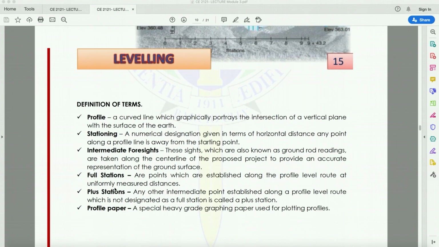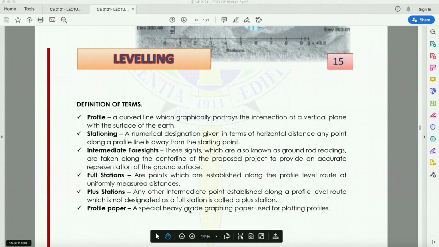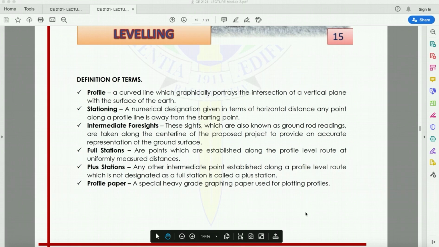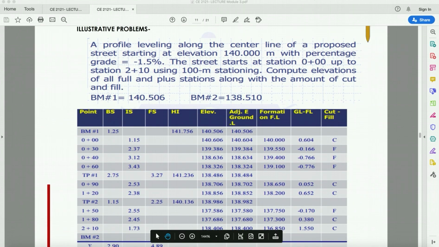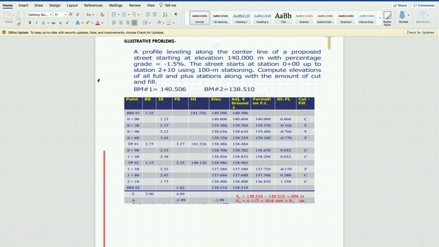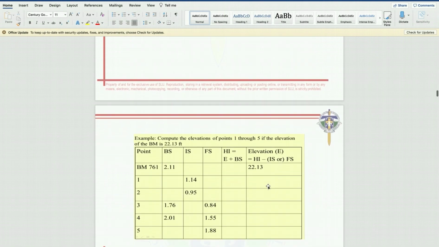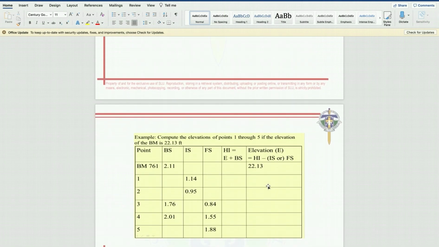Okay? And profile paper: a special heavy grade graphing paper used for plotting profiles. Okay? So we have here an illustrative problem. Okay, so for this illustrative problem here, we're going to skip this one because we have a missing information dito. So we proceed with this one. So for the example, compute the elevations of point 1 through point 5. So point 1 to point 5. If the elevation of the benchmark is 22.13.